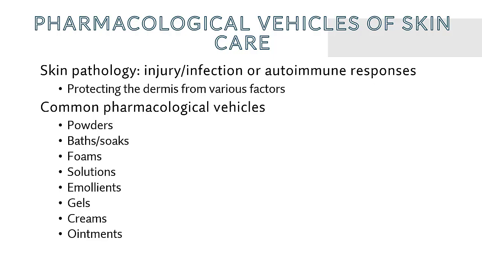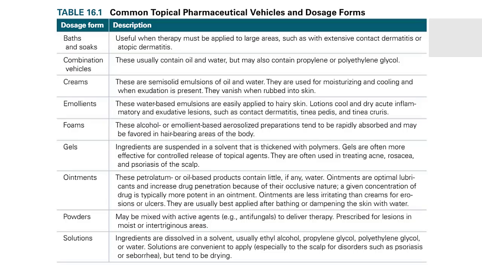The two major pathophysiological processes involve the following: injury or infection that disrupts the antimicrobial properties of the skin, and autoimmune responses to antigens and the anti-inflammatory properties of the skin. Common pharmacological vehicles include powders, baths or soaks, foams, solutions, emollients, gels, creams, and ointments. Table 16.1 includes common topical pharmacological vehicles and dosage forms.